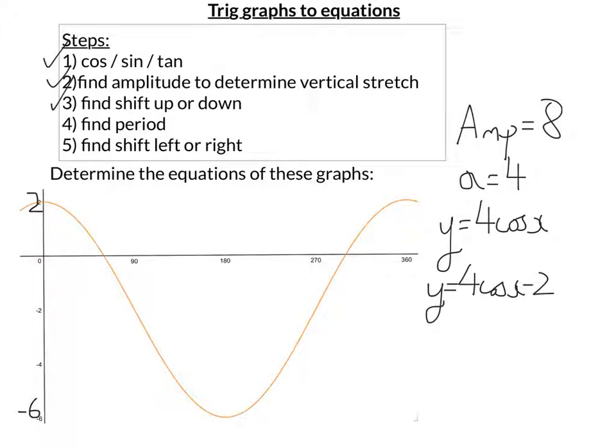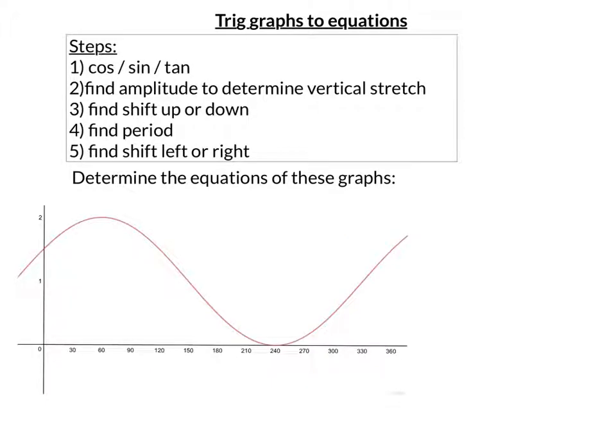Find the period. Well, it repeats itself every 360. So it's got a normal period, so I don't need to add anything there. And find if it's been shifted left or right. Well, it starts at its maximum point, and that's where cos starts at maximum point, so it hasn't been shifted left or right. So my answer is y equals 4 cos x minus 2.